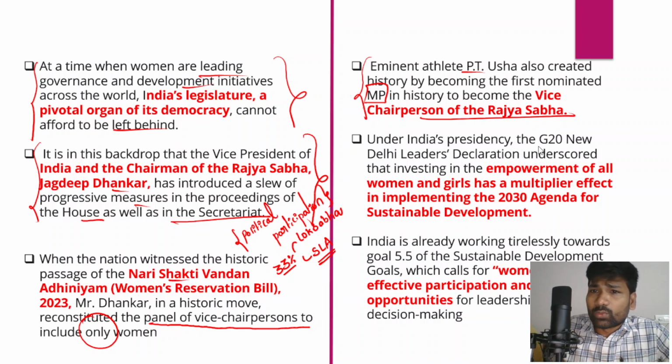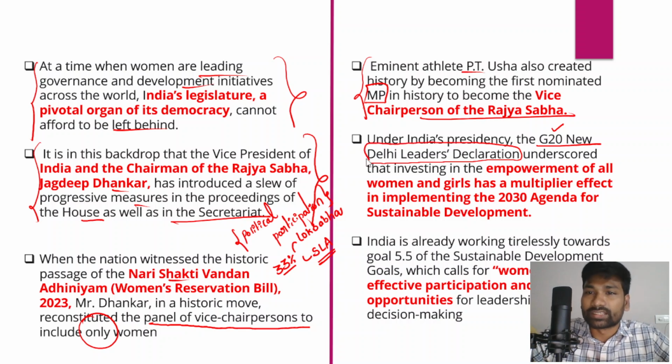And in fact, we all know that in the year 2023, India was the president of the G20 summit. In this G20 summit, the G20 group of countries came up with the New Delhi Leaders' Declaration. This New Delhi Declaration has also highlighted that the empowerment of all women and girls has a multiplier effect in the overall success of the 2030 Agenda for the Sustainable Development Goals.